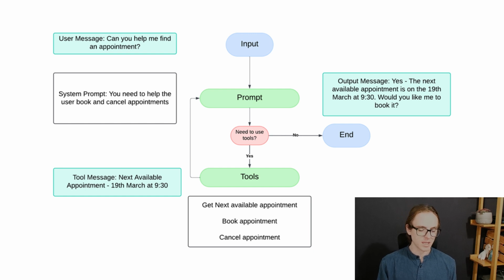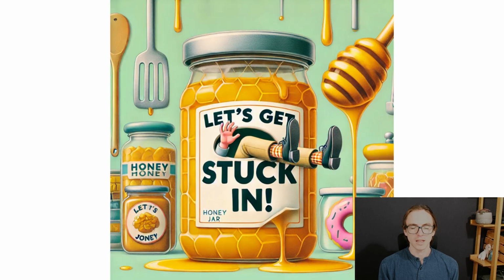And it could be in some systems that it goes around this circle multiple times and uses different tools and keeps trying to arrive at an answer before it finally decides it's ready to respond to the user. Right then, let's take a look at the code and get stuck in.